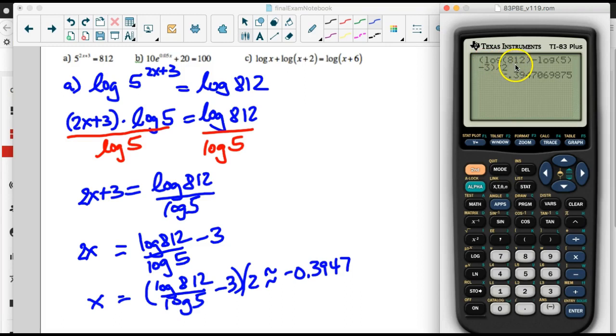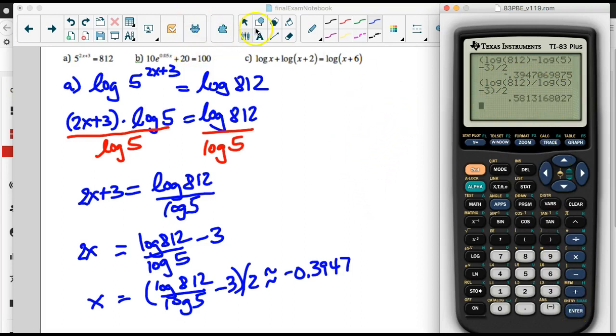Log of 812 divide, oh, it's minus here. So let's verify that I typed it in. So I hit second enter. It's supposed to be divide up here. 812 divided by. So I typed it in incorrectly. 812 divided by log 5 minus 3. Push enter. There's the answer.